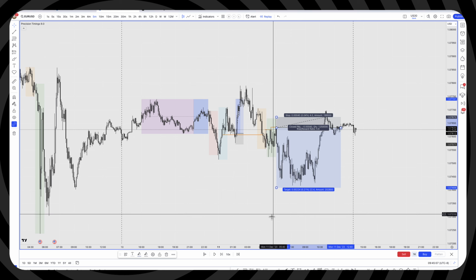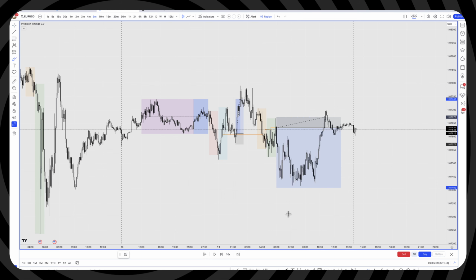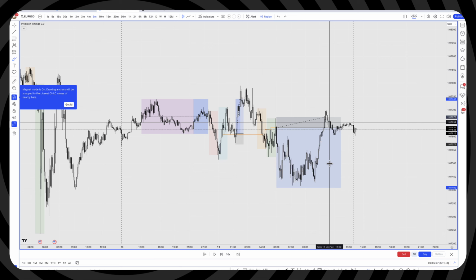So for me, myself, I would be risk off at London lows, maybe even partials. And if that was the case, this might have just been a partials and a break-even kind of trade. But the point is just using the timings themselves as an additional confluence.